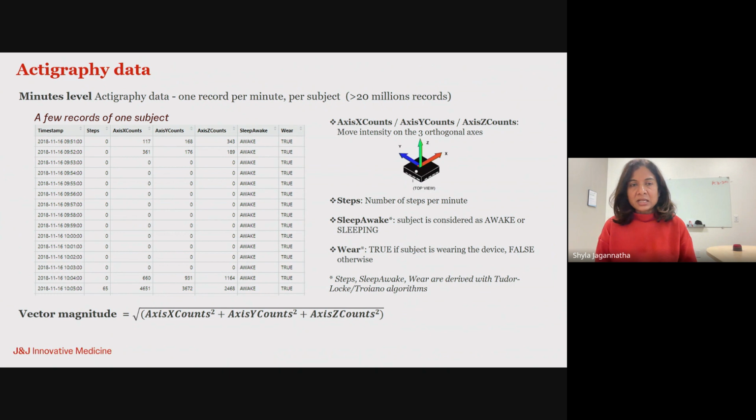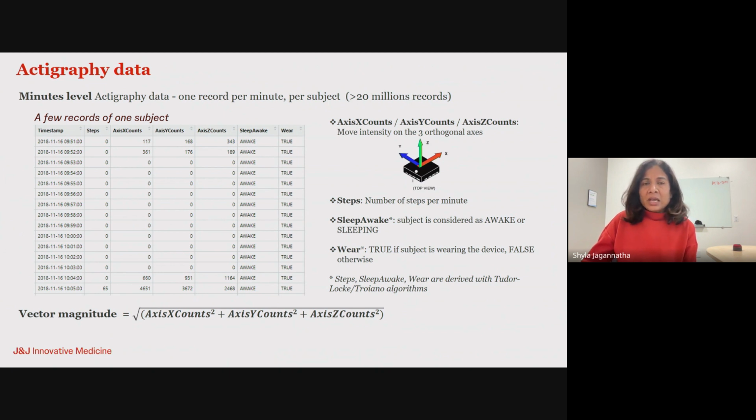Any device that has an accelerometer that captures movement will have these 3 columns. The x-axis measures the movement from front to back, the y measures it from right to left, and the z measures it from top to bottom. So the sleep awake column categorizes each minute as awake or not awake, and this is also based on an algorithm. And the wear also is based on an algorithm where the subject is wearing the device or not wearing the device. The wear is false, and that is considered as missing data.